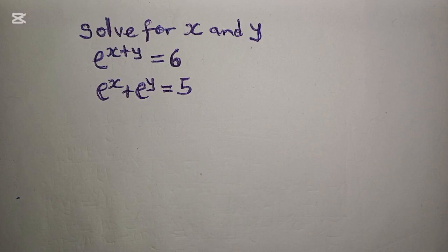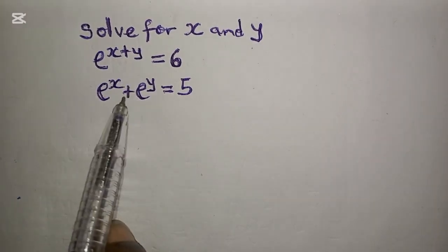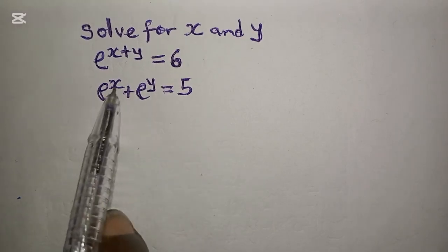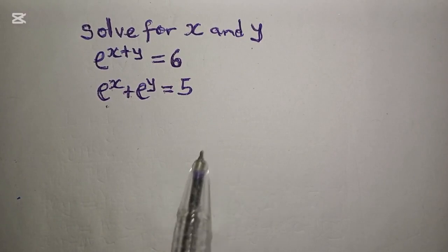The question says solve for x and y given e raised to the power of x plus y equals 6, e raised to the power of x plus e raised to the power of y equals 5.